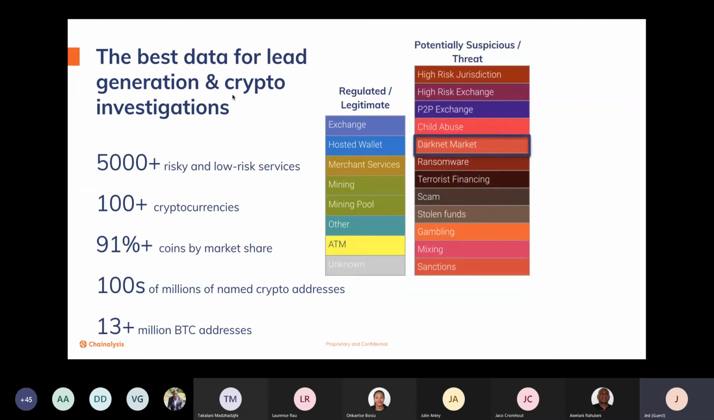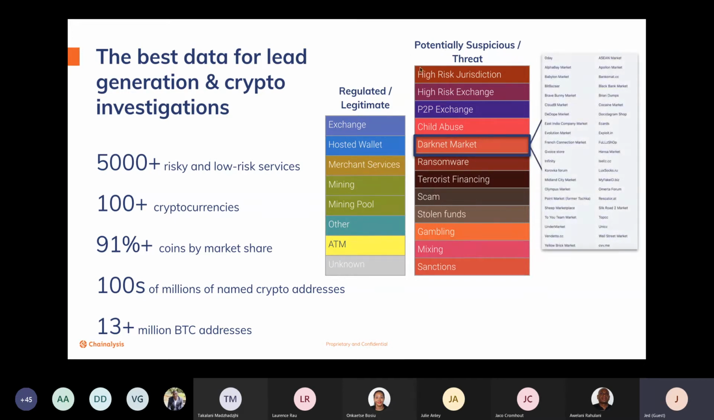From a data perspective, we have over 5,000 services currently attributed within the solution set. That's across both your more regulated types of businesses over here on the left-hand side, so your exchanges, your hosted wallets, your merchant service providers, and so on. But the other services that we're particularly interested in are these high-risk exchanges, darknet markets, ransomware actors, stolen funds, scams, any other type of service that's operating on the blockchain.